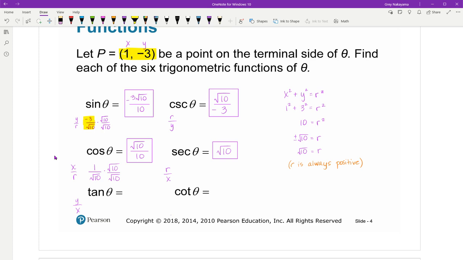And y over x in this case is just -3. Cotangent is its reciprocal, x over y, so that's going to be -1/3. And that is all that you do every single time you have to do these problems. Pay attention to whether or not either of these numbers is bigger than 1. This is what you'll have to do.